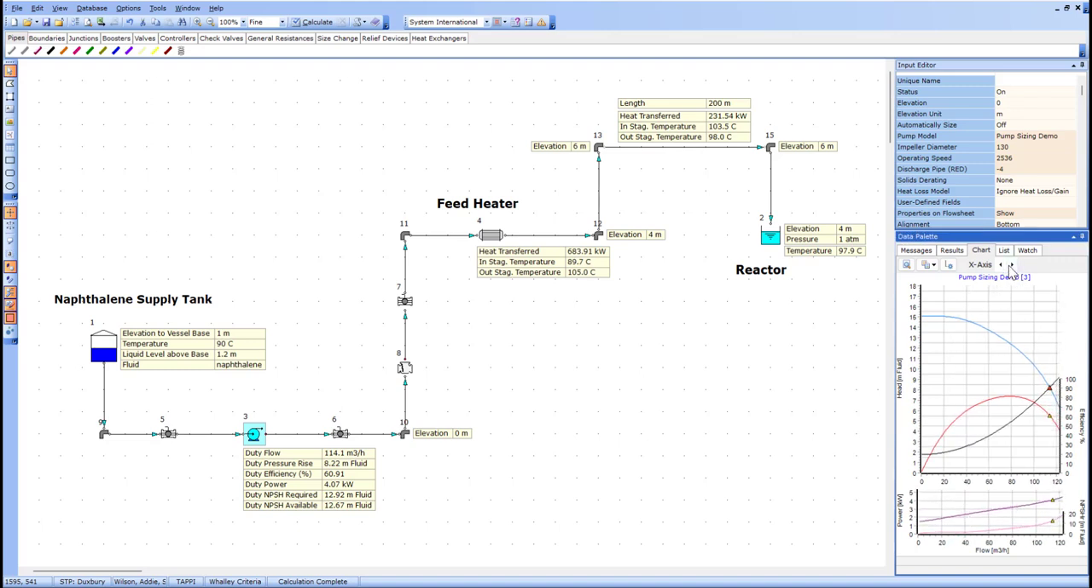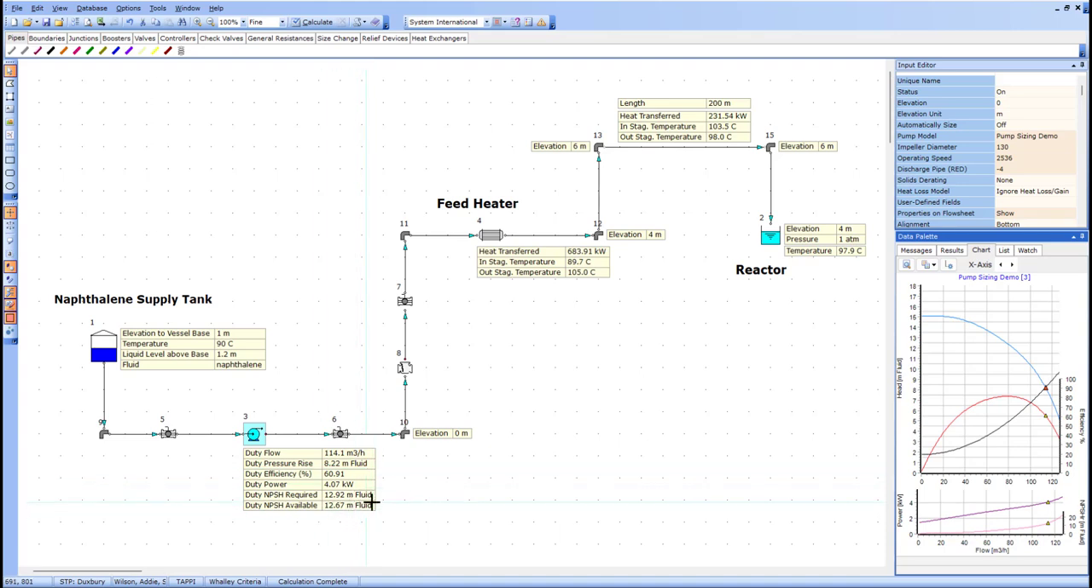The larger pipe has much lower friction, so the system curve flattens and the duty point shifts to the far right of the pump curve. Flow increases to 114.1 cubic meters per hour at a pressure rise of just 8.22 meters, far more flow than required at a much lower head. That shift creates two problems.